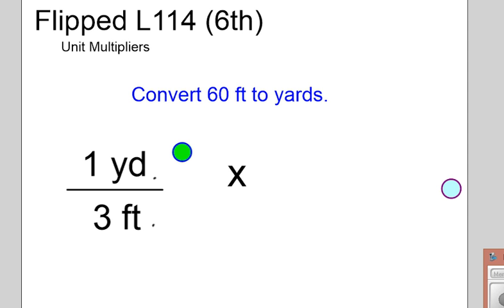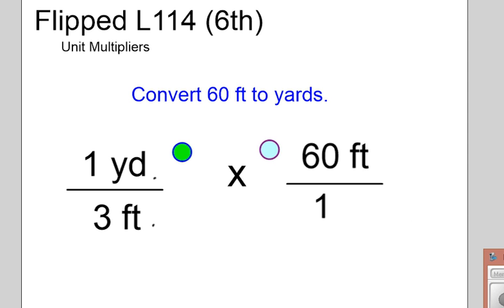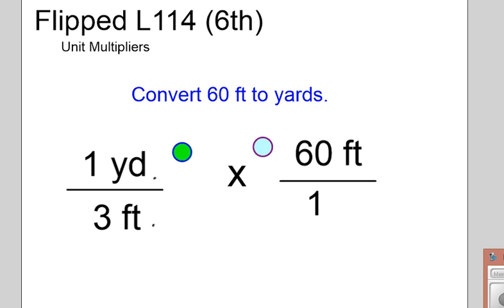All right, because I know that if I wanted to solve that, I would need to take my 60 feet and divide it by 3. We understand that process already. We've been using that for a long time. But once we're done with this, now we've really created two fractions that can be multiplied, and we can really use our conversion right here.